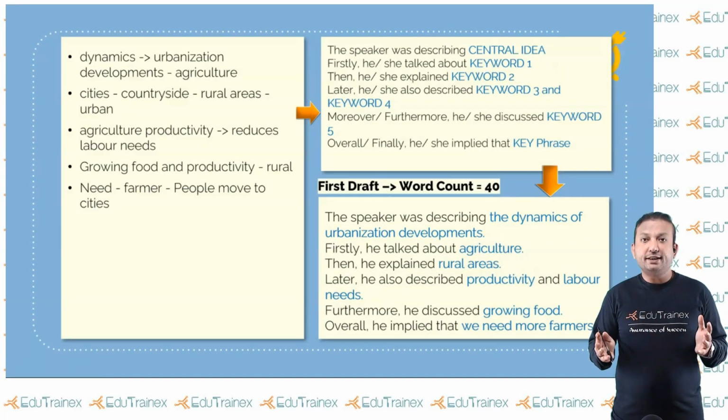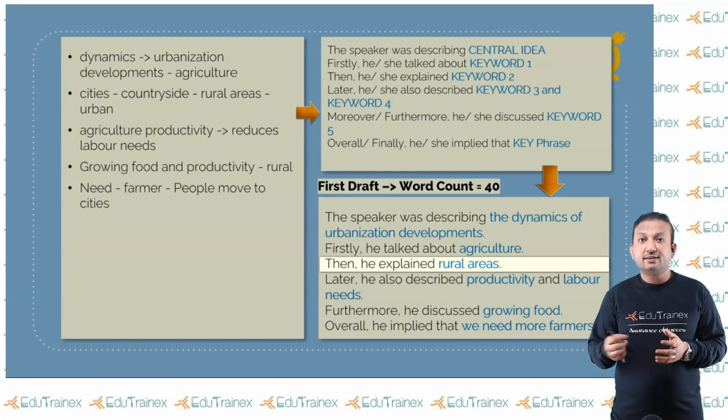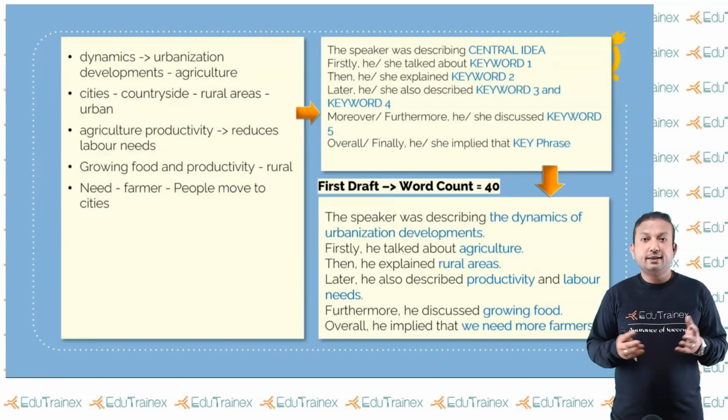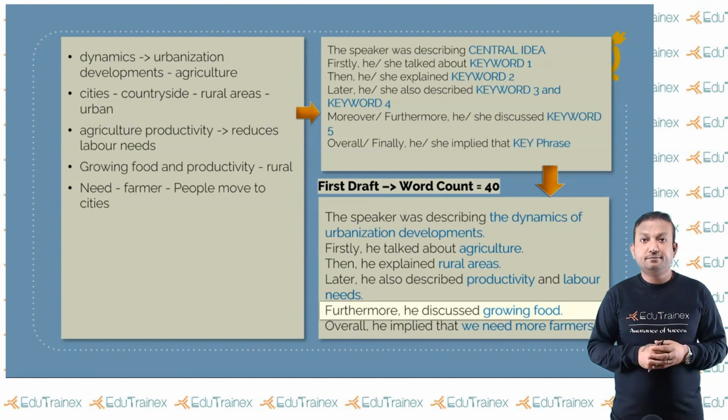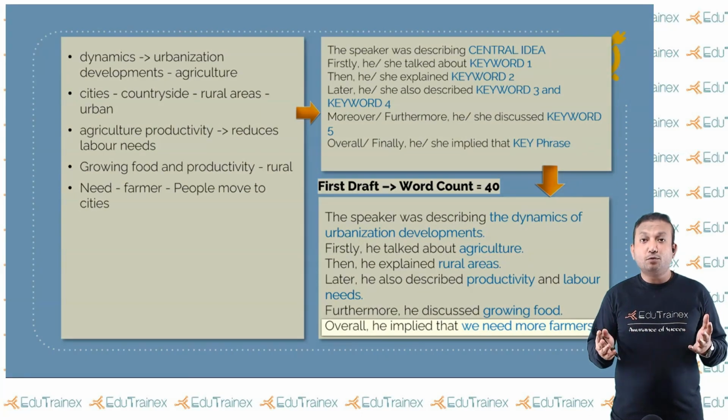Next, for the body, we can write, firstly he talked about agriculture, then he explained rural areas, later he also described productivity and labor needs. Furthermore, he discussed growing foods. And for the conclusion, you can write something which we can understand from the lecture itself, what the speaker is trying to convey or imply. So I wrote, overall he implied that we need more farmers.